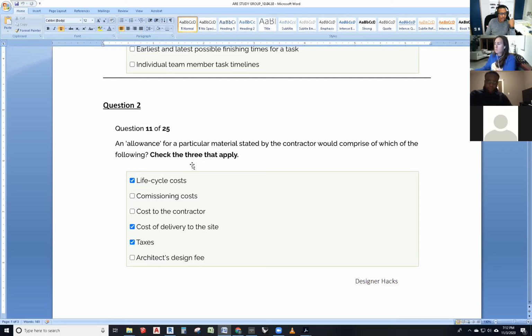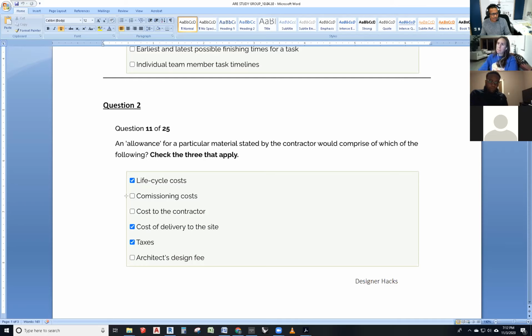So in this one, an allowance again is an item that you need that you're gonna get, and you don't know the specifics of that item. So does it include life cycle costs? I don't think so. Commissioning costs? I don't think so. Cost to the contractor? Yeah, what it's gonna cost the contractor should probably be included.